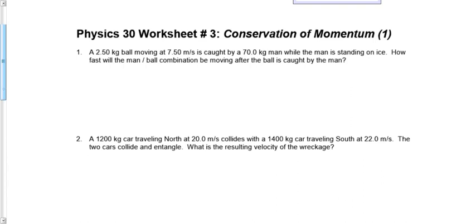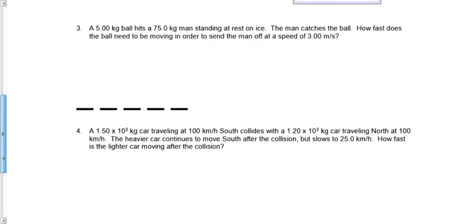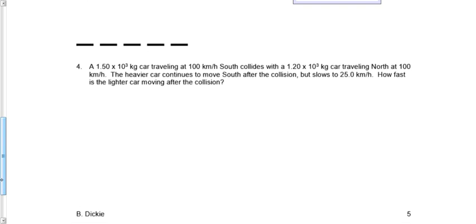Number 4 says a 1.5 times 10 to the 3 kilogram car traveling 100 kilometers per hour to the south collides with a 1,200 kilogram car traveling north at 100 kilometers per hour. The heavier car continues to move south, slows to 25. How fast is the lighter car moving after the collision?